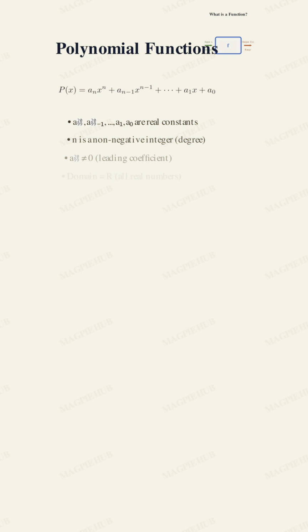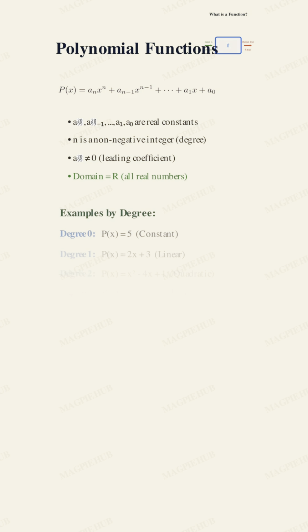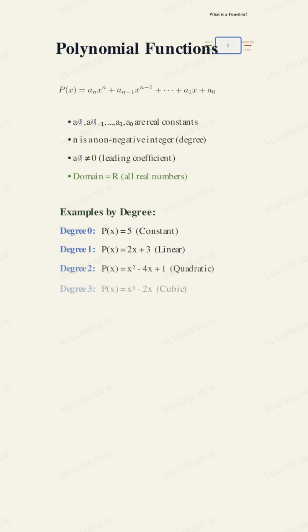A polynomial function has the form p of x equals a n x to the n, plus a n minus 1 x to the n minus 1, and so on, down to a 1 x plus a 0. The coefficients are real constants. n is a non-negative integer called the degree, and the leading coefficient a n must not be 0. The domain of every polynomial is all real numbers. Degree 0 is constant, degree 1 is linear, degree 2 is quadratic, and degree 3 is cubic.